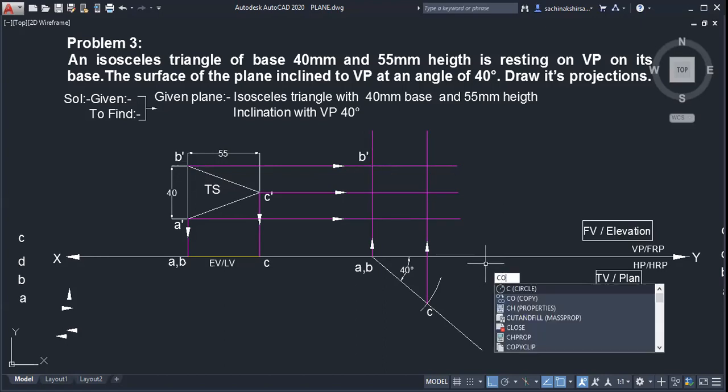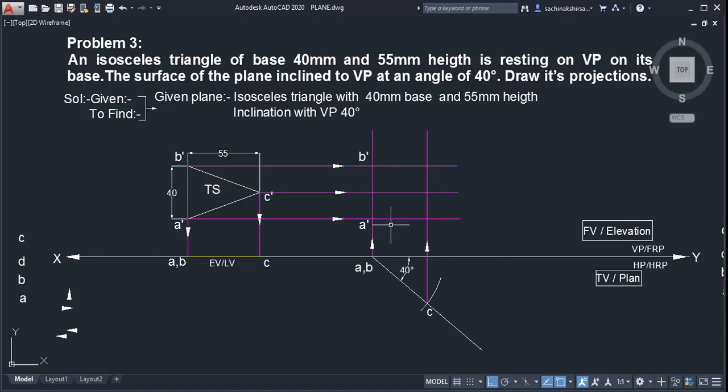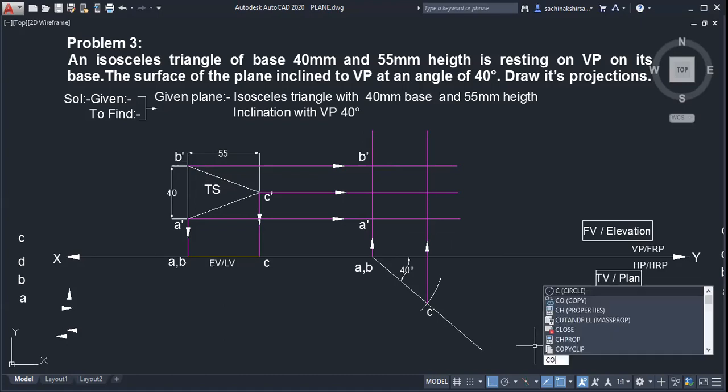Yes sir. Are you getting it? Similarly, point A dash will come here. Similarly, point C dash, very simple. Point C dash will come here.